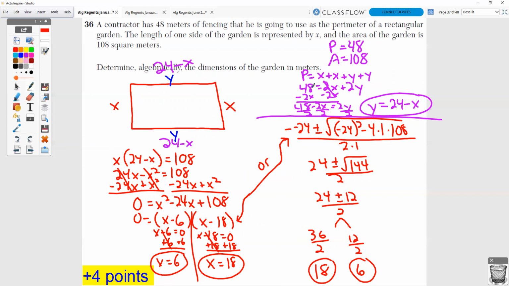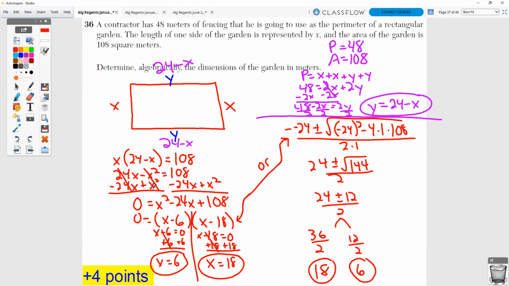Well, if I go to put it in terms of Y, all right, I'm going to subtract 2X from both sides, and then I'm going to divide by 2. I get Y equals 24 minus X. So I know that these 2 sides are 24 minus X and 24 minus X. To find the area, all right, I multiply the one side times the other side. So X times 24 minus X, which is my Y, equals my total area of 108. When I go to distribute, I get 24x minus x squared. And now I need to get it set equal to 0.